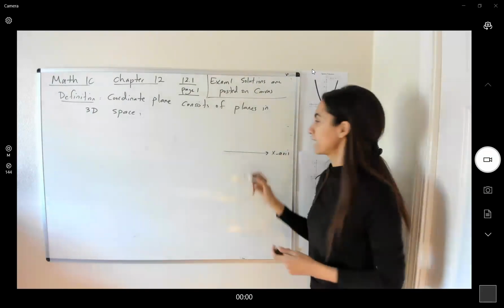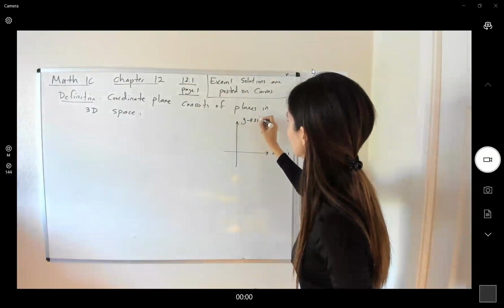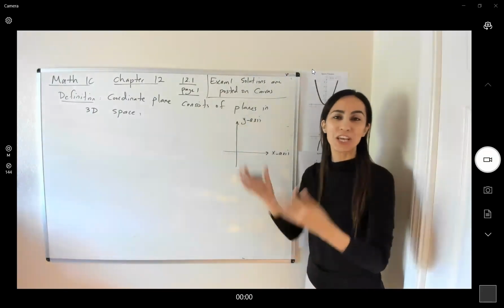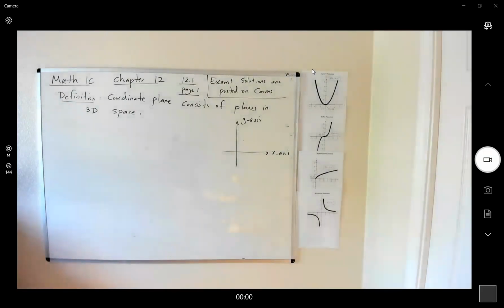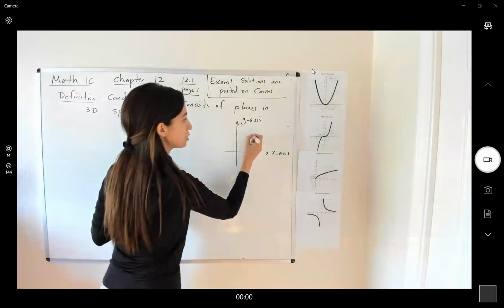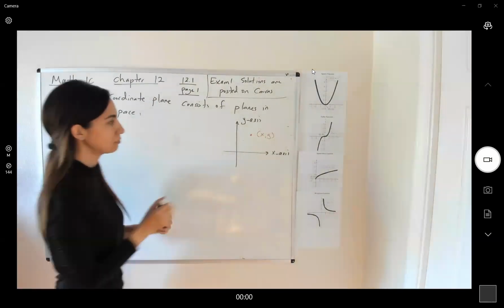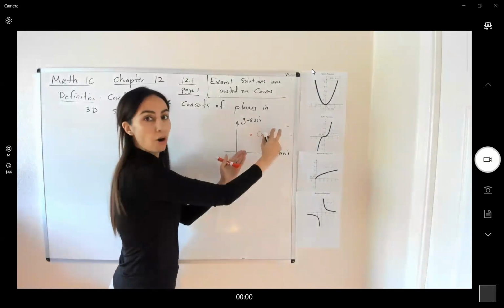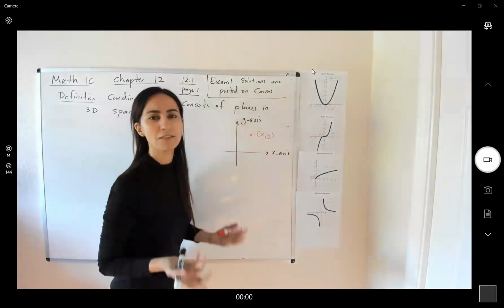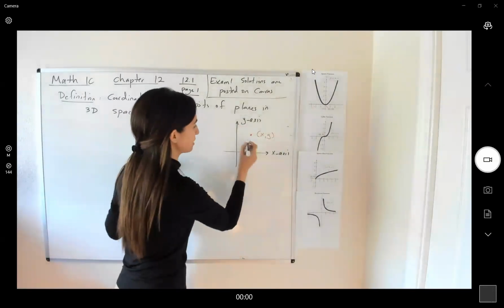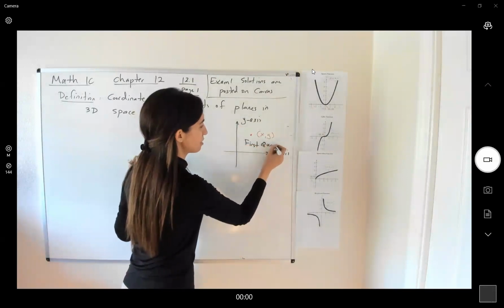Of course, you have y-axis. They are perpendicular to each other. And you have a bunch of points in this two-dimensional space. Some points, x and y. So this part, positive x values, positive y values, is called the first quadrant.